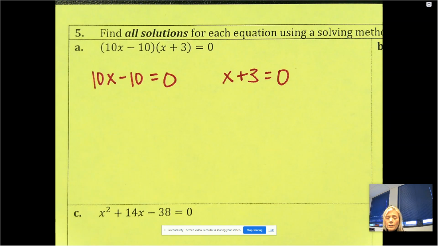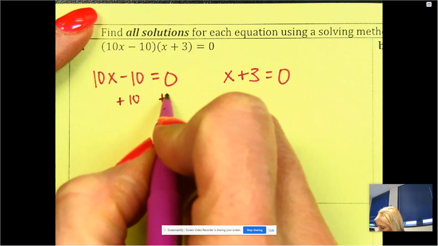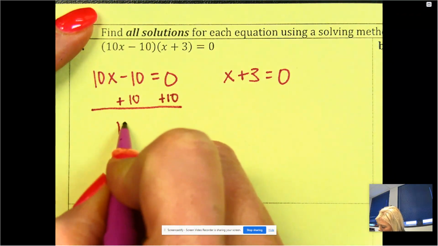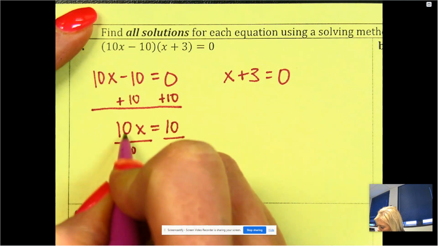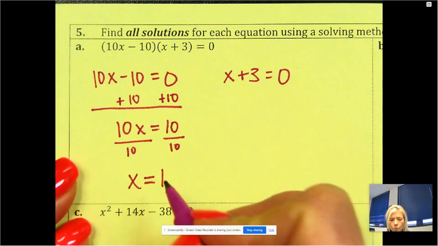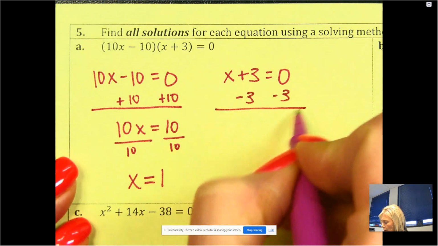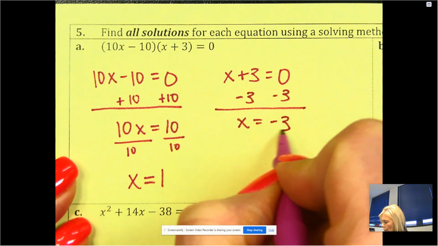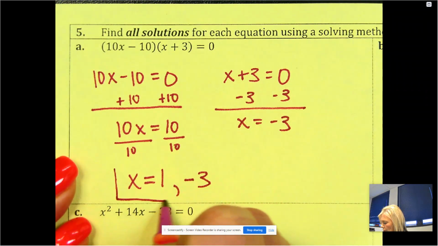It would not be appropriate to multiply this out in a box and use the quadratic formula. It's way more work than you need. Just solve this. Add the 10 over, and you get 10x equals 10, and then divide by this 10 right here. X equals 1. That's one solution. The other one comes from the other factor. Take away the 3, x equals -3. So the solutions are x equals 1 and -3.